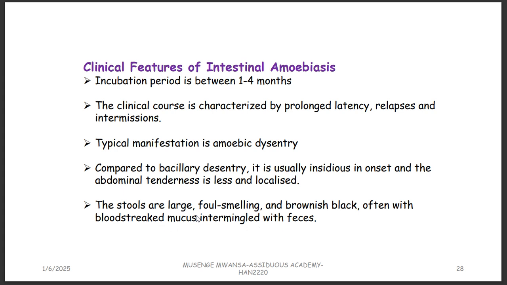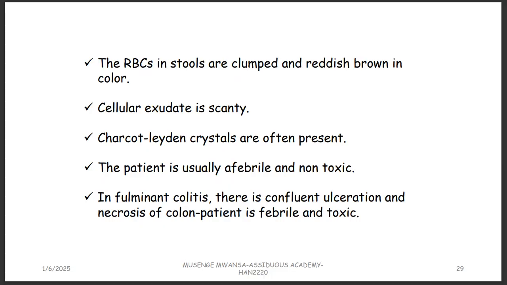Please take note, besides the stool having blood, it is also going to have mucus because there's destruction of the large intestine. And you know, the large intestine, from your anatomy and histology, is the part of the GIT that contains most of the goblet cells. And why do we have a lot of goblet cells in the large intestine? To make sure that feces can easily flow without friction.